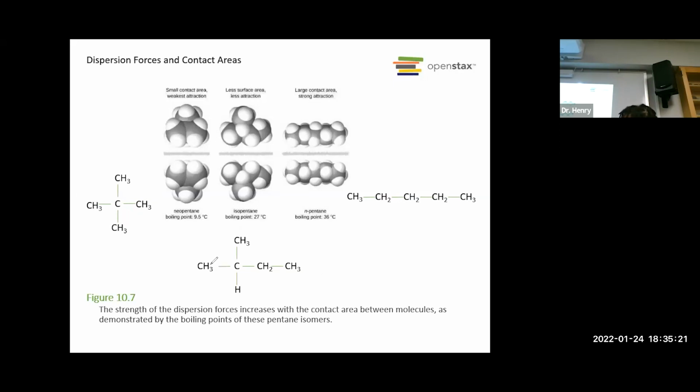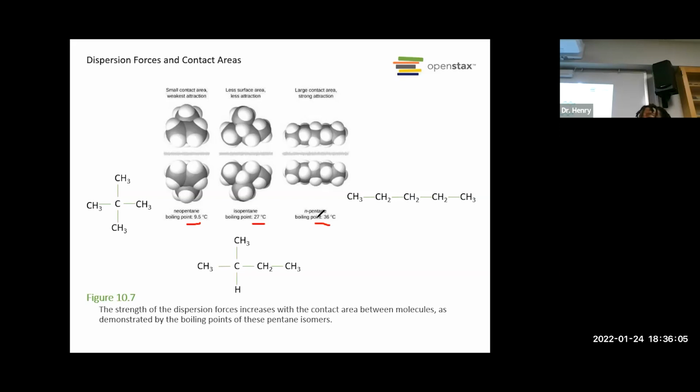Okay, and this is the structure. This is what it looks like. And then this here is your neopentane. If you look at the boiling points of each of those, neopentane is 9.5, isopentane is 27, and N-pentane is 36. So the boiling point of the neopentane is less than that of the N-pentane. Why?